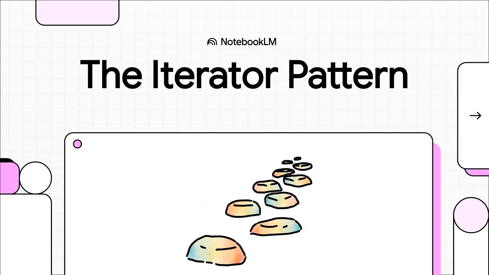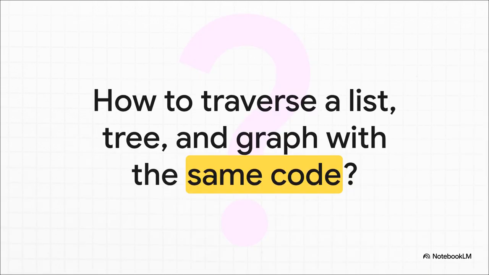All right, let's dive into a design pattern that you almost certainly use every single day, probably without even thinking about it. We're talking about the iterator pattern. So picture this. You're a programmer, right? And you've got data coming at you in all sorts of shapes and sizes. Sometimes it's a nice, simple list. Easy. But other times it's a complex tree structure, or maybe even this big, messy social network graph.